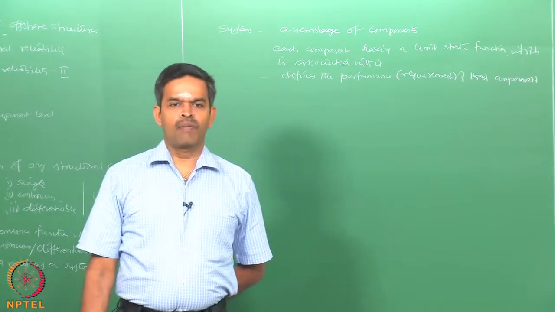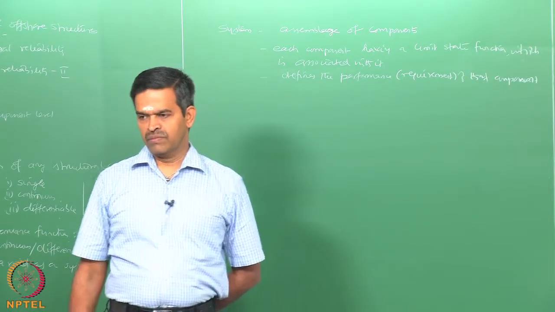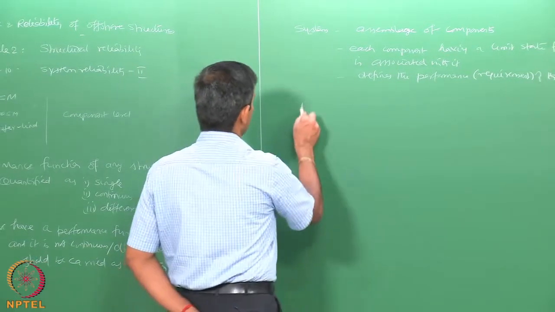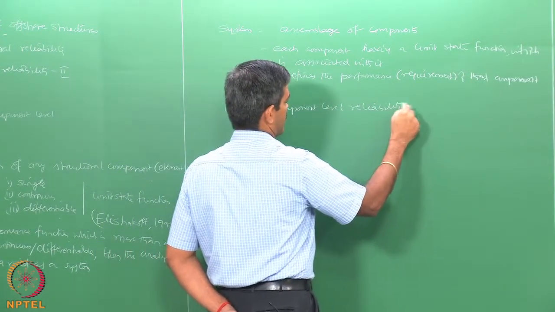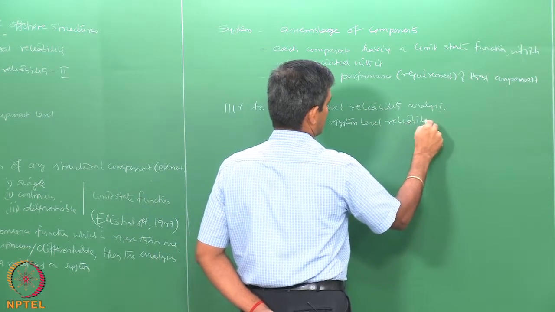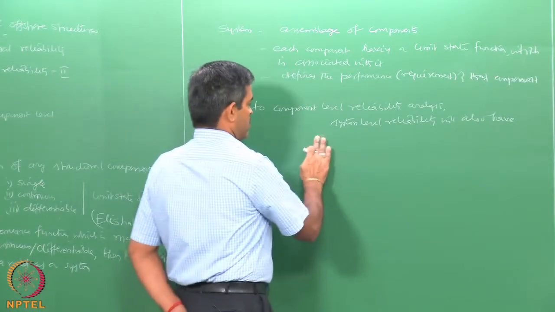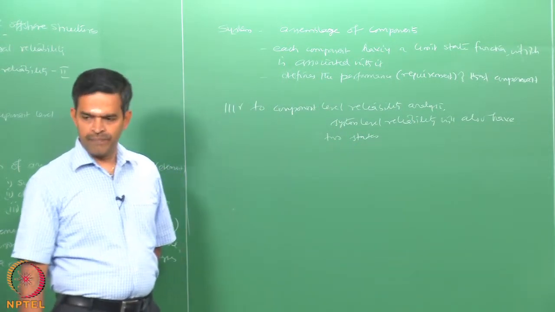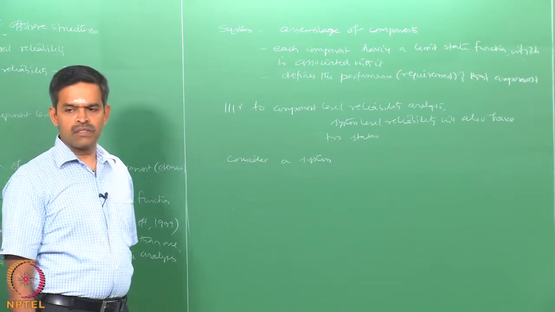Similar to the component level reliability problems, which considered only, let us say, two states. What are the two states? The safe and the failed, that is a binary variable 0 or 1. Okay. System level reliability will also have two states, similar to component level reliability. So, let us say, for example, consider a system consisting of n components.